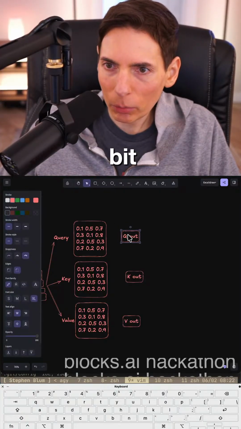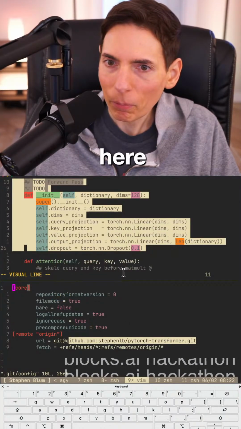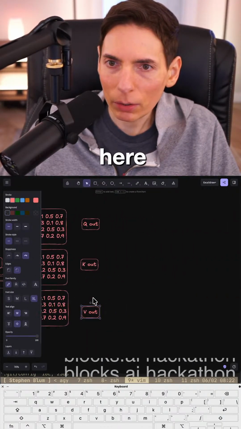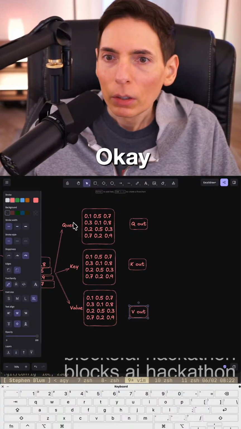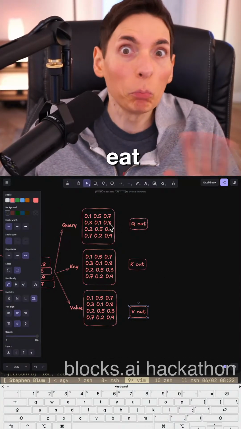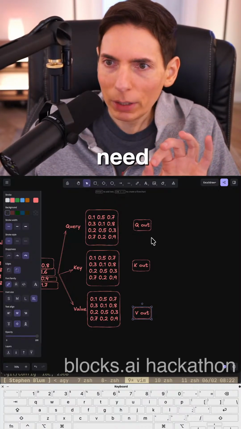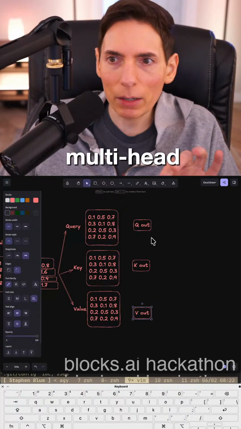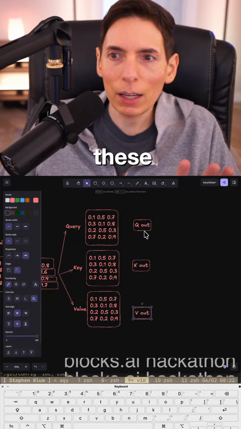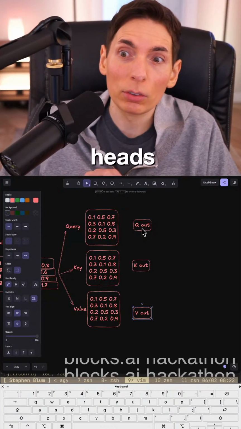We're just doing a little bit of quick diagramming for our code here. Then we will be on our way. So let's see here. Okay. Query key value output, we've got a Q out, which are basically going to be more matrices, more numbers, right? We got even more numbers. Then we need to go into a multi-headed. If you want to do multi-heads, you can split these into heads. And then you can calculate attention across each of the heads.